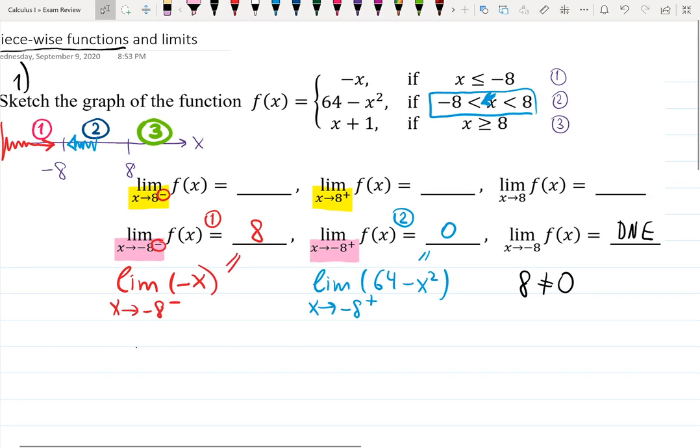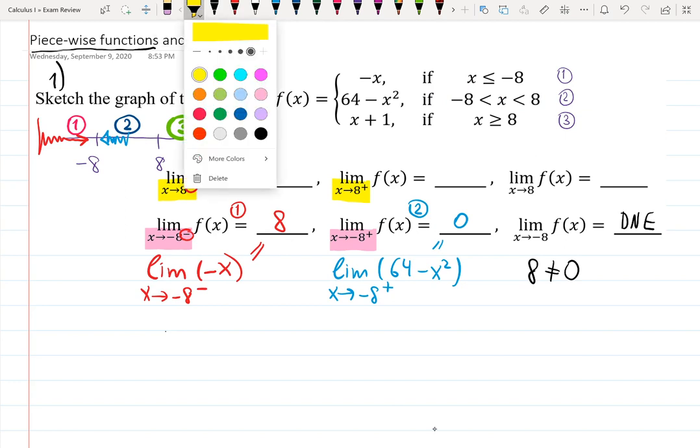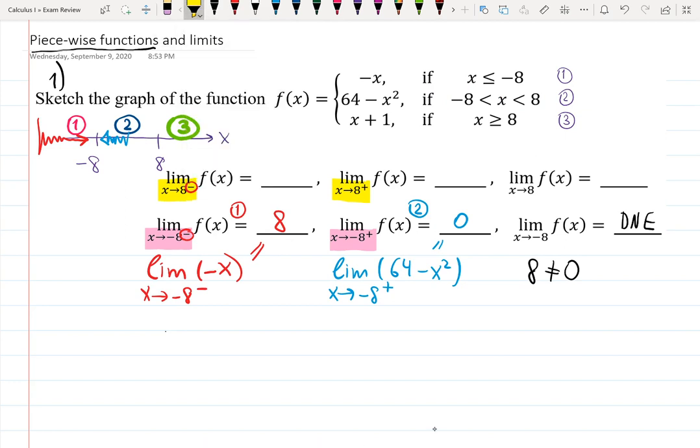Okay. Let's repeat the same situation with the point 8. What happens as x approaches 8 from the left? What kind of function would I choose? Still function number 2, because I'm approaching 8 from the left like this. And function number 2 is 64 minus x squared, and I don't have to write it again. 64 minus 64 gives me 0.